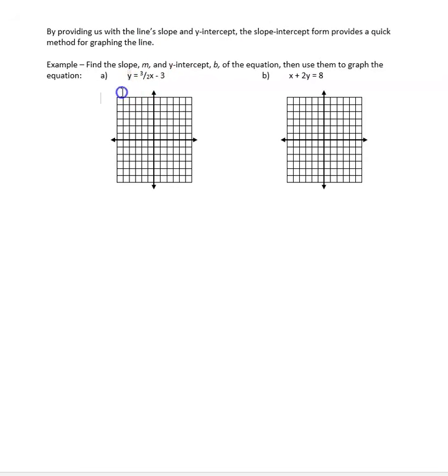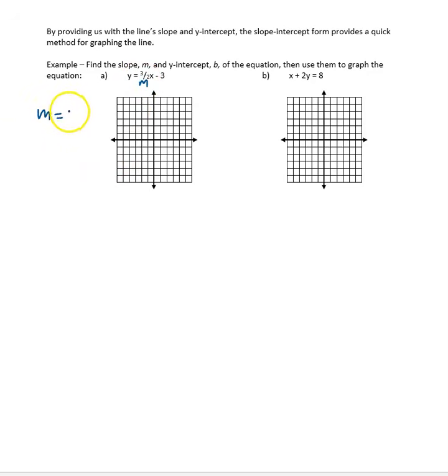y equals, which tells me that this equation is already in slope-intercept form. Because remember, anytime that an equation is solved for y, that means it's in slope-intercept form. So in order to find the slope and the intercept, all we have to do is look at the coefficient of x for the slope. So in this case, the slope would be 3/2.